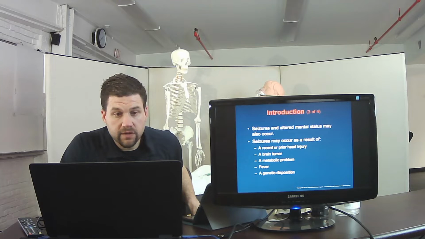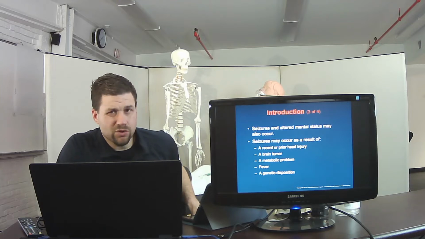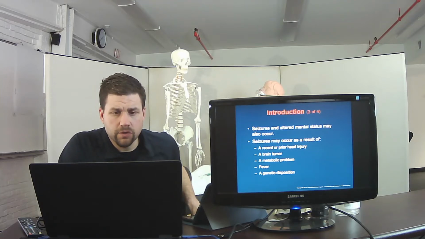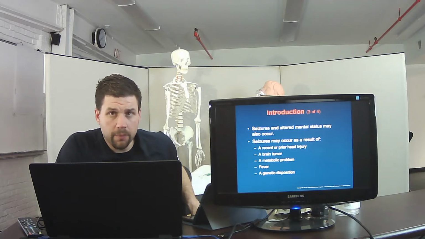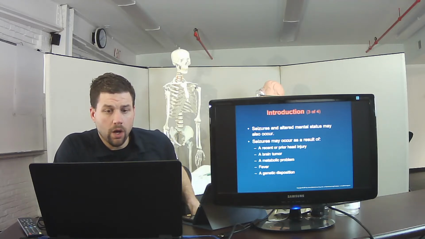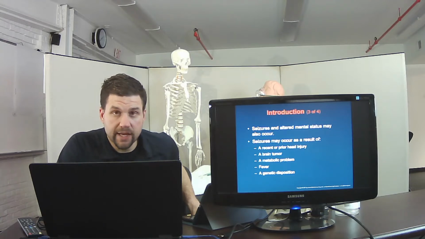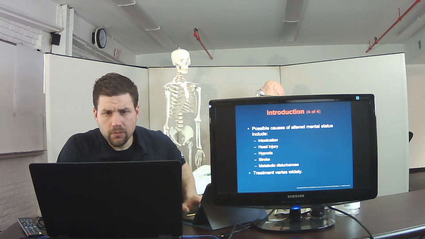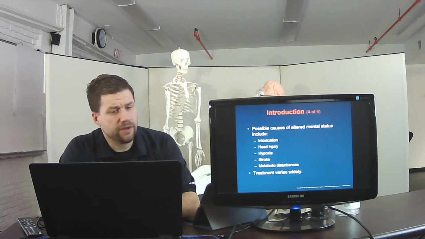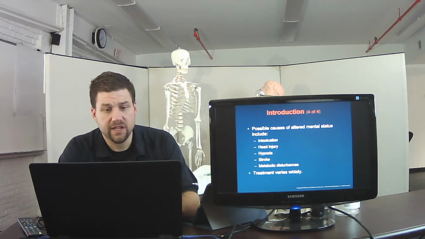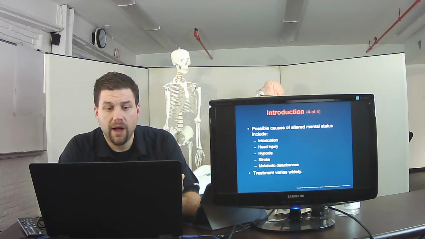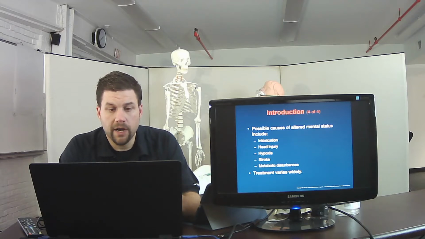Seizures and altered mental status may also occur in these stroke patients. Seizures may occur as a result of a recent or prior head injury, a brain tumor, metabolic problems, fever, or genetic disposition. So some possible causes for altered mental status can include intoxication, head injury, hypoxia, stroke, metabolic disturbances. And the treatments for these vary widely.